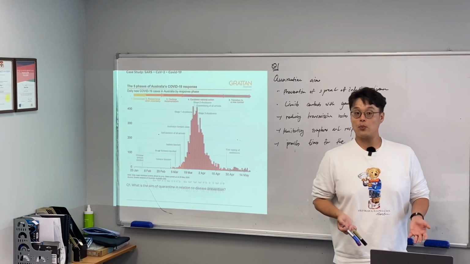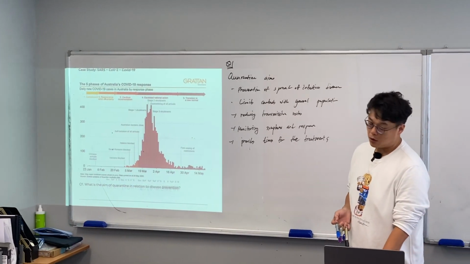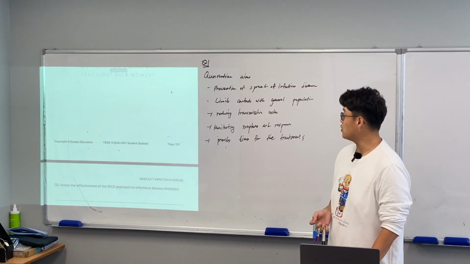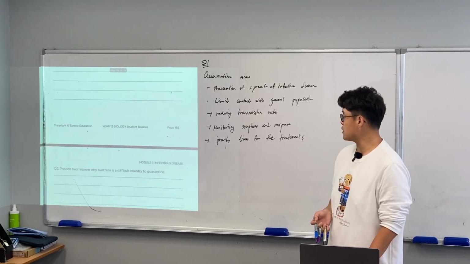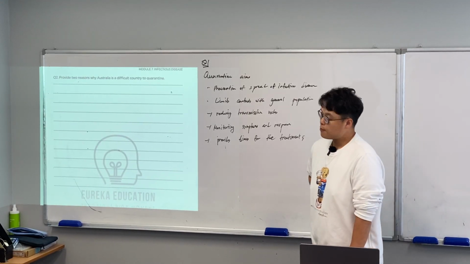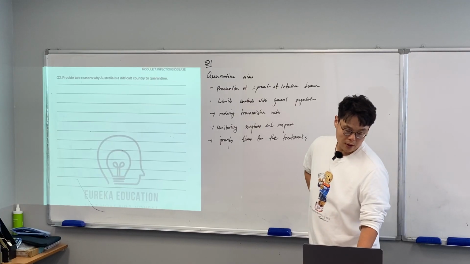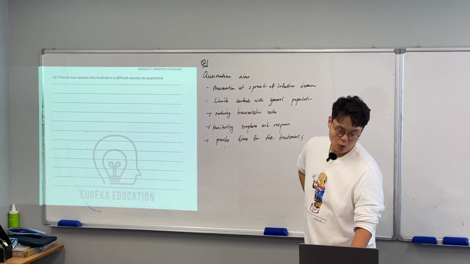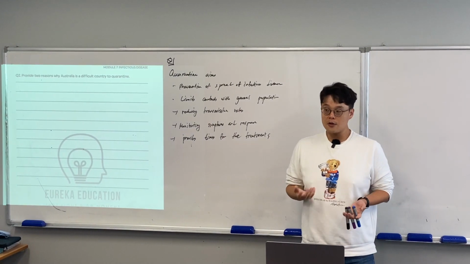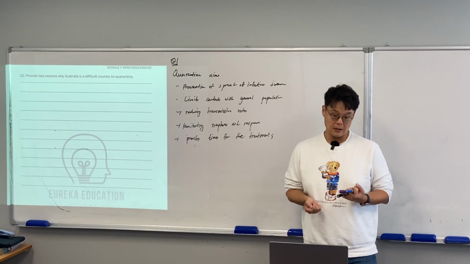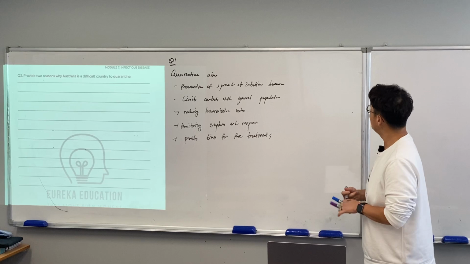So we're going to assess whether they were effective or not by looking at the next graph, which is shown on your page 161 later on too. But let's answer question 2 first. Provide 2 reasons why Australia is a difficult country to quarantine. Jennifer, why do you think Australia is such a difficult country for quarantine?